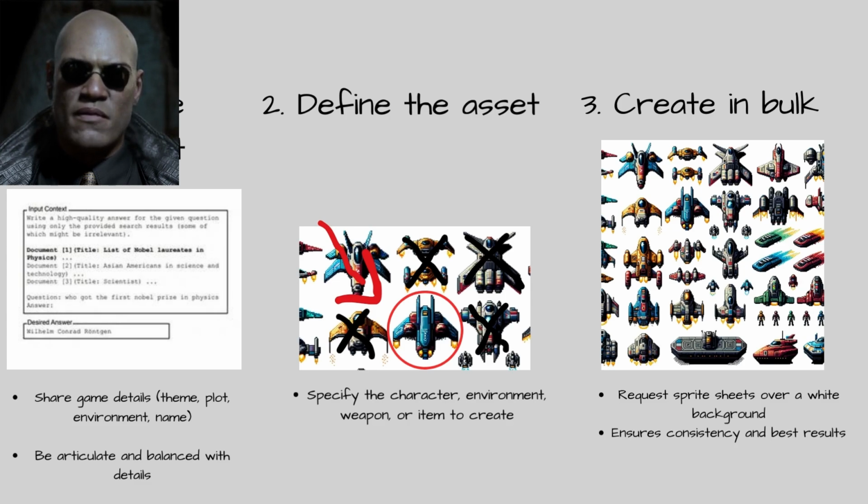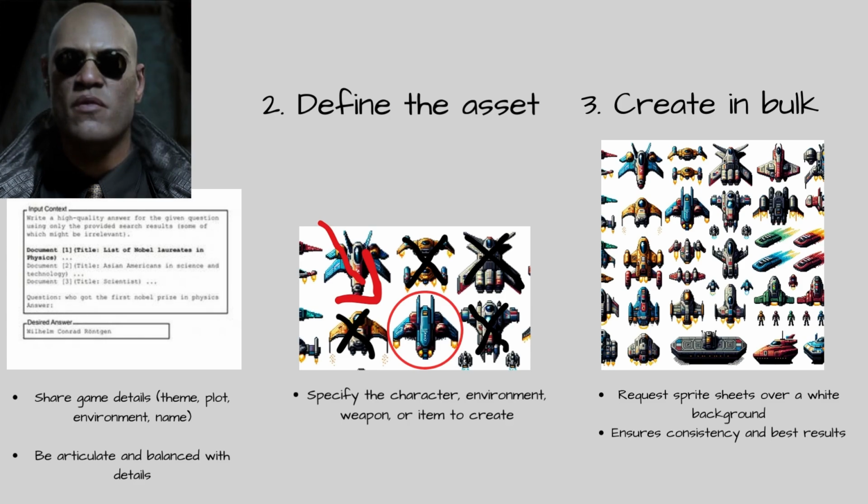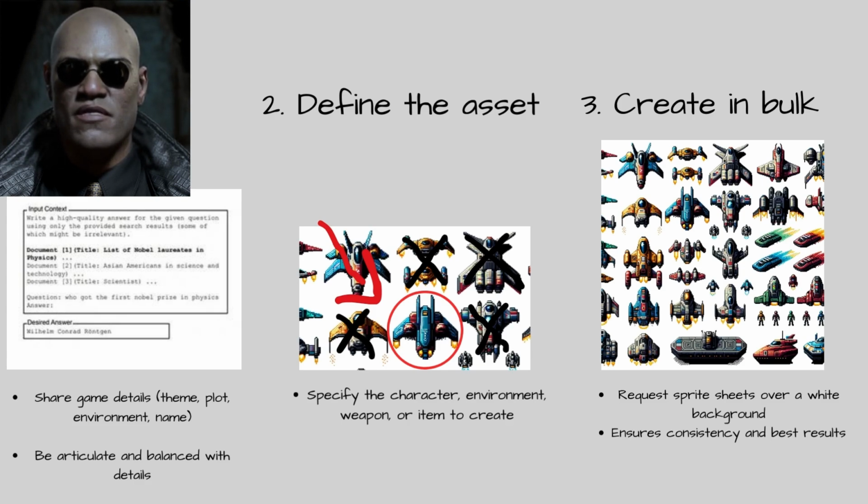See, telling it a Wikipedia's worth of information won't help, but instead overload it with too many details. So always balance the details with conciseness. If done, it gives it a framework and understanding to go by, applying it next to what you need to define, the asset you want to create. So now all you have to do is specify the character, environment, weapon, or item you'd like to create.